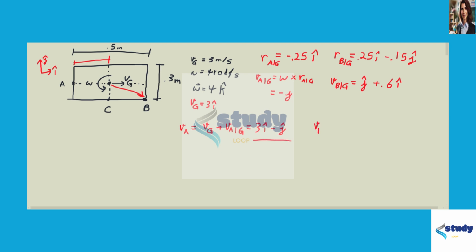Velocity of B, we do the exact same thing. We just add v_G to our v_B given G. v_G was 3 i-hat, so this should give us 3.6 i-hat plus j-hat. And those are our velocities of points A and B.